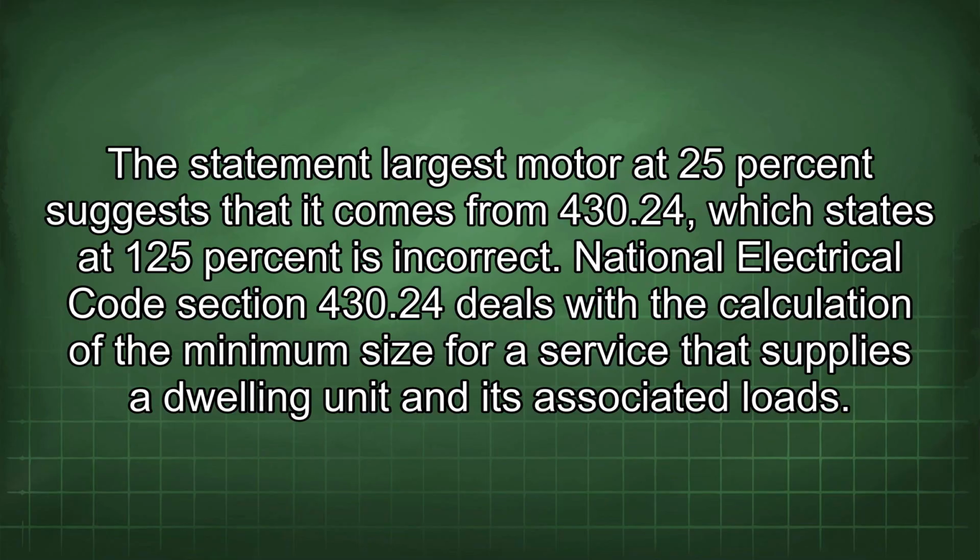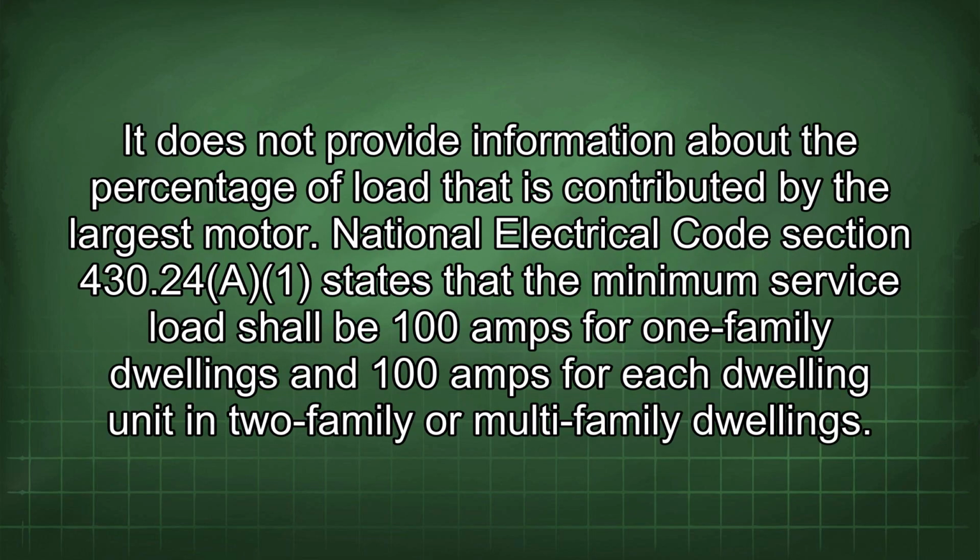The statement that the largest motor contributes 25% suggests that it comes from National Electrical Code Section 430.24, which states that 125% is incorrect. National Electrical Code Section 430.24 deals with the calculation of the minimum size for service that supplies a dwelling unit and its associated loads. It does not provide information about the percentage of load that is contributed by the largest motor.